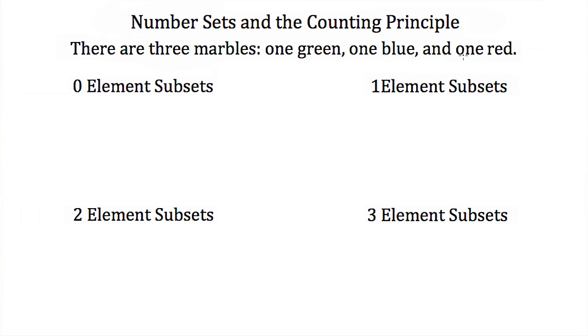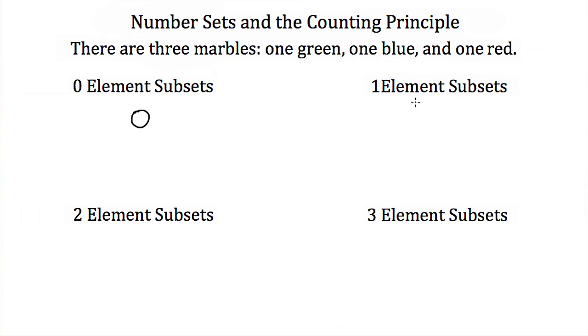These subsets all have 0, 1, 2, or 3 elements in them, and an element is just a selection, so it would be a marble. If I wanted a 0 element subset, I would be choosing 0 marbles out of the 3, and there's only one way to do that. I don't choose any marbles.